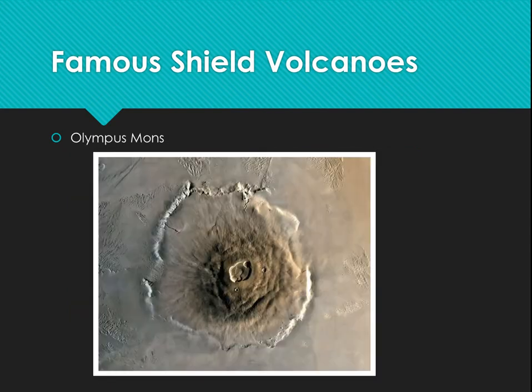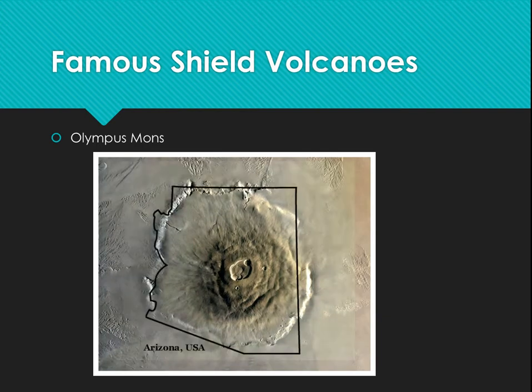One of my favorites, Olympus Mons on Mars, is actually a shield volcano. Now, our largest volcanoes on Earth are all shield volcanoes, but on Mars, they grow a whole lot bigger. For instance, Olympus Mons is about the size of the whole state of Arizona, which is massively larger than even Mauna Loa, which is just one of the volcanoes on the Big Island of Hawaii.